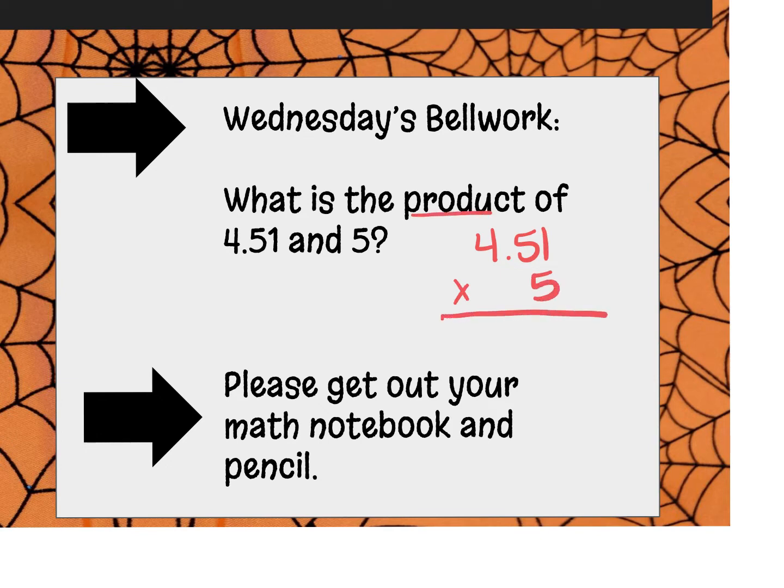Product means multiplication. Do not forget you should have your DPs over here. So I have 2 decimal places. 5 times 1 is 5. 5 times 5 is 25. Put my 5, carrying my 2. 5 times 4 is 20 plus 2 more is 22. I have 2 decimal places, so I start here and go 1, 2. So your answer is 22 55/100.